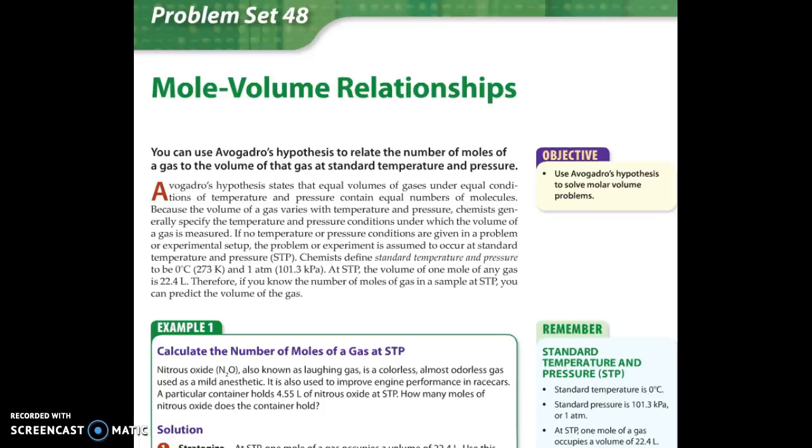Therefore, if you know the number of moles of a gas in a sample at STP, you can predict the volume of a gas. So, nitrous oxide, N2O, also known as laughing gas, is a colorless, almost odorless gas used as a mild anesthetic. It is also used to improve engine performance in race cars. A particular container holds 4.55 liters of nitrous oxide at STP. How many moles of nitrous oxide does the container hold? So we will continue this in the next recording, so get your answer before you start the next recording.